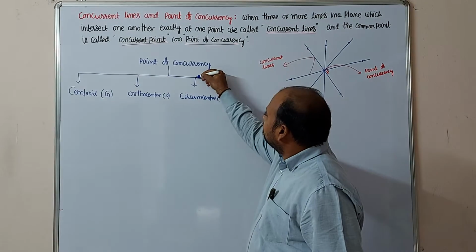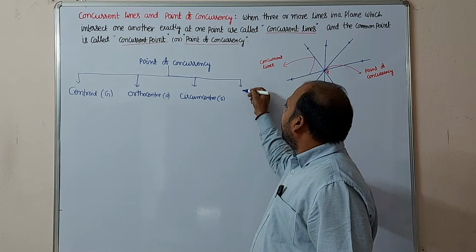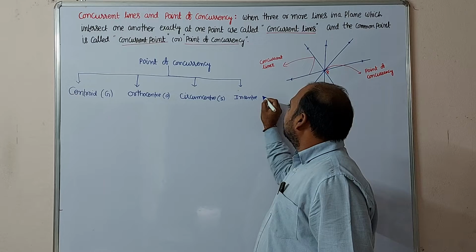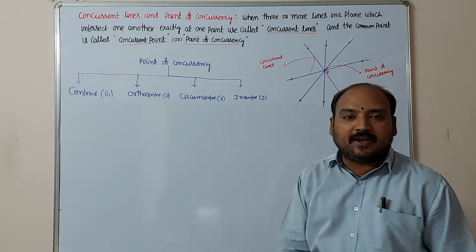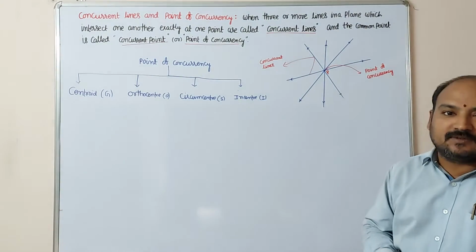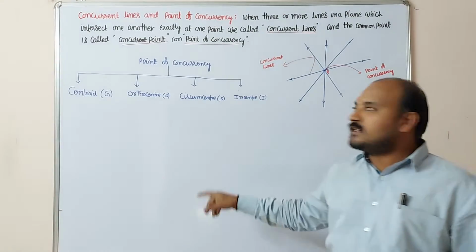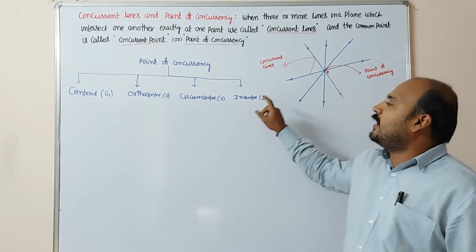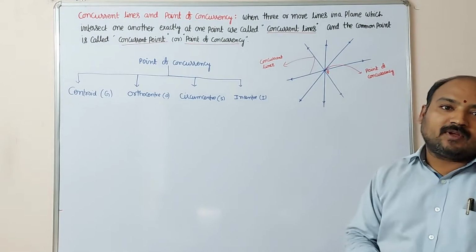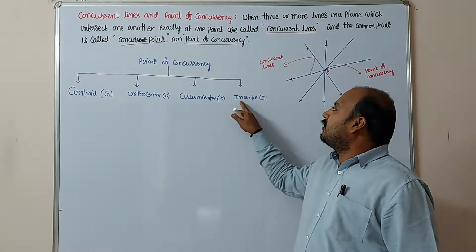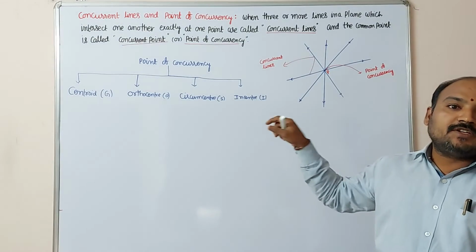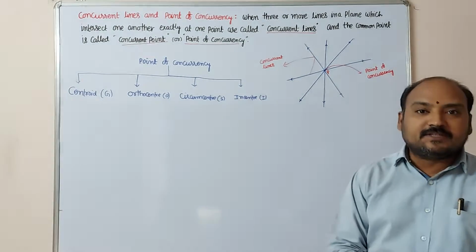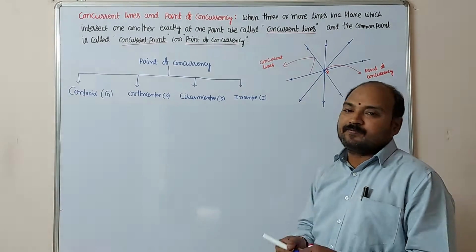Next, incenter. It is denoted by capital I. What is meant by incenter? The point of intersection of the internal angular bisectors is called the incenter, which is denoted by I.